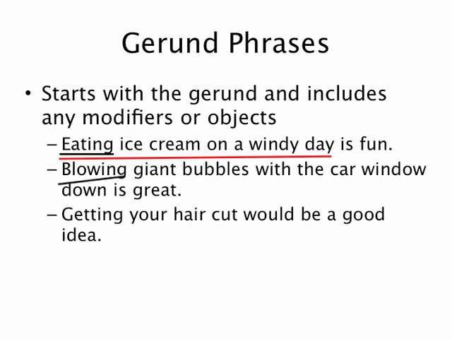And the next one, blowing is your gerund. Your gerund phrase is blowing giant bubbles with the car window down. You can kind of see how that all goes together, and then the rest of it's the predicate. So you have the subject, and then you have the predicate. And the last one, the gerund is getting, and the gerund phrase, go ahead and think about it for a second, what you think the gerund phrase would be.